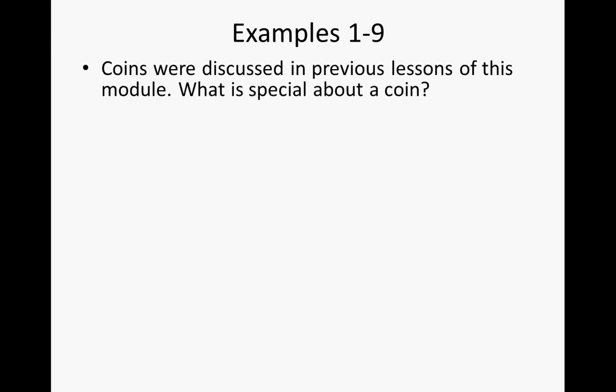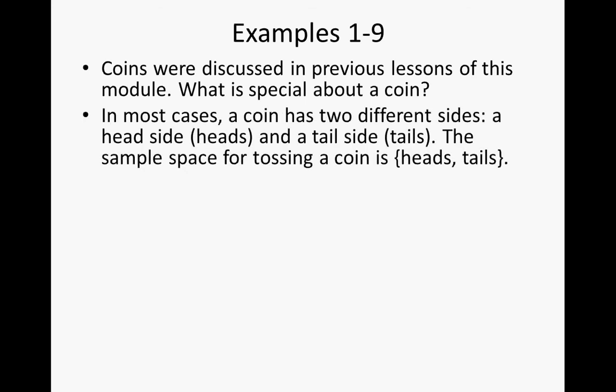Coins were discussed in previous lessons of this module. What is special about a coin? Well, in most cases, a coin has two different sides, a head side, or heads, and a tail side, or tails. The sample space for tossing a coin is the set of heads and tails. And notice how we use the squiggle brackets to indicate a set.